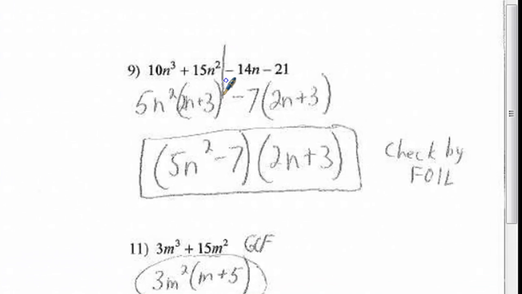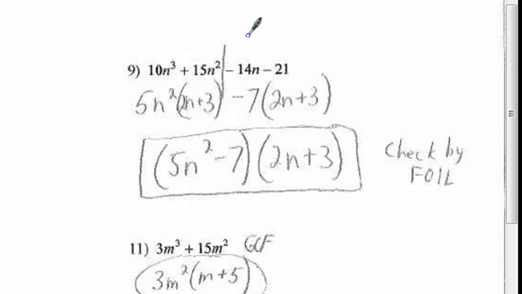Number 9, same thing. I see 4 terms. I'm going to divide it in half. I'm going to figure out what goes into a 10 and 15. It's a 5. My letter that's in common, my variable, I have an n squared that I can take out. Inside, I'm left with 2n plus 3.